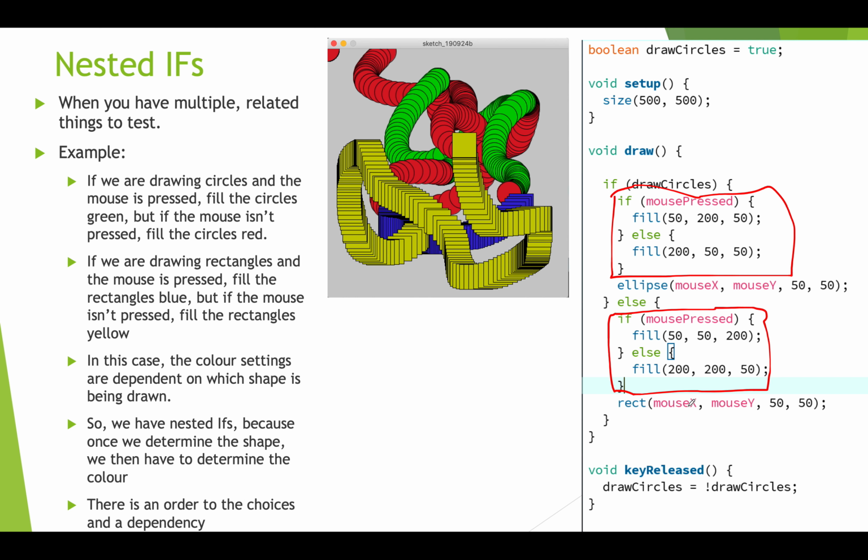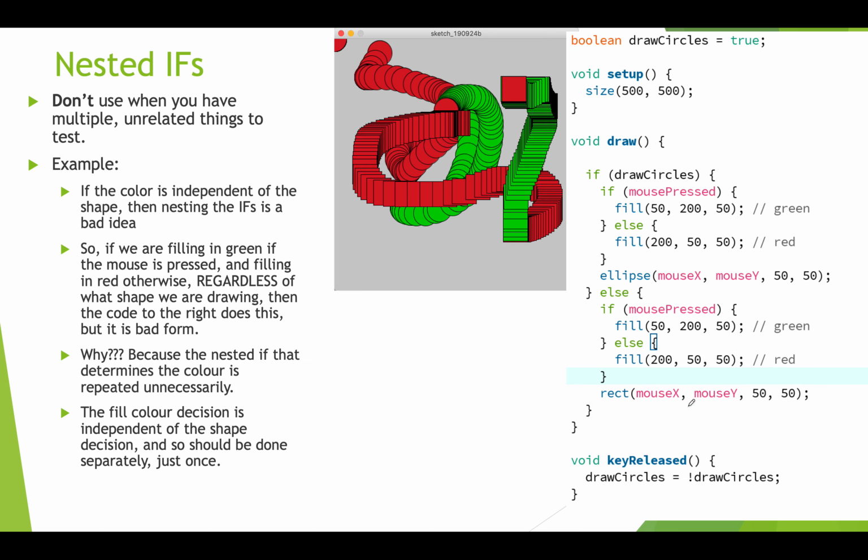All right, so this is a good example of when you might use nested if statements, where there are choices to be made, the order of the choices is important, and there's a sort of dependency. You can't choose the color until you know whether you're drawing circles or rectangles in this case. All right, you don't want to use nested if statements when you have multiple unrelated things to make choices about.